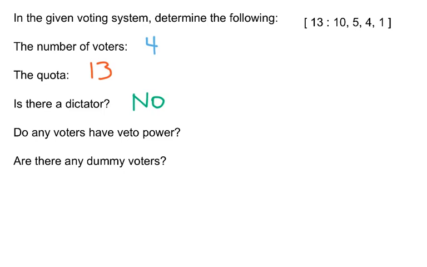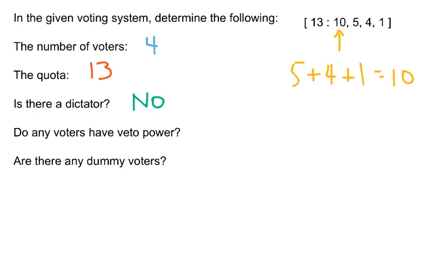The next question says, do any voters have veto power? Well, when I want to consider veto power, I look to the highest weight voter first, and then I look at the other voters and I say, could they pass a motion without that 10 weight voter? So if I put the 5 plus the 4 plus the 1, and I add all their weights together, if they make a coalition and they all vote in support of a motion, that's a total weight of 10.